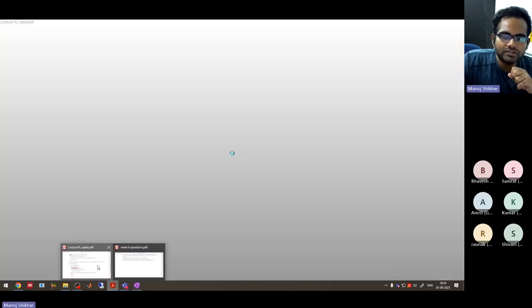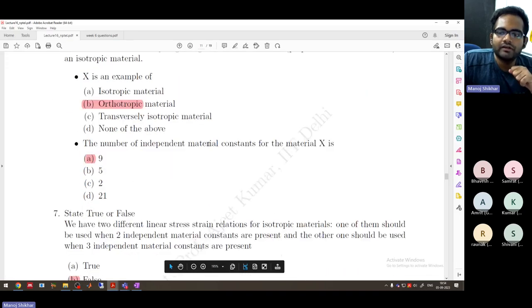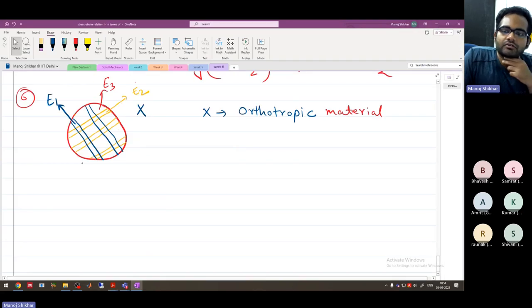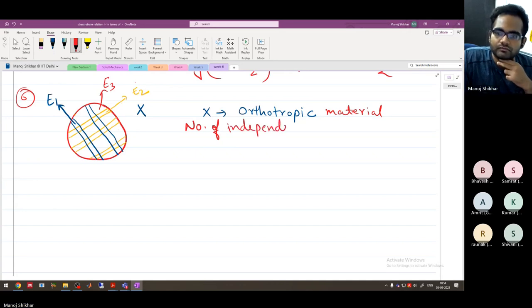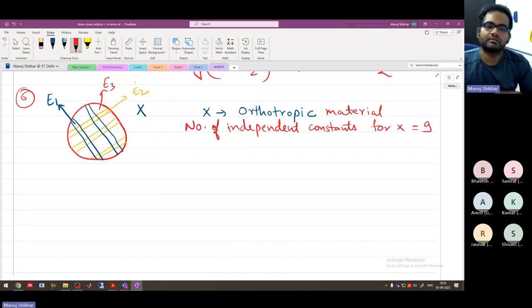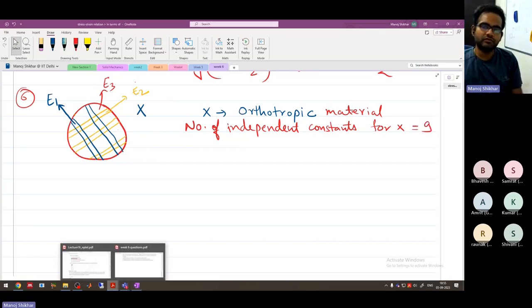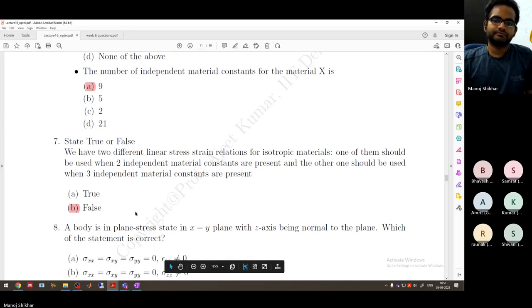And what is the follow-up question? The number of independent material constants for material X is. Now we know that X is an orthotropic material, so how many independent constants should it be? It should be 9. So this is the solution for question number 6.